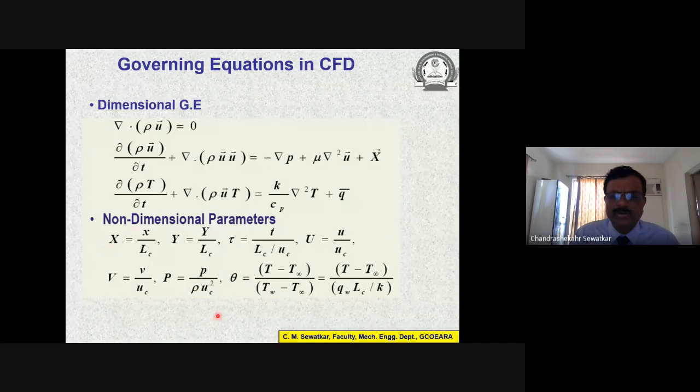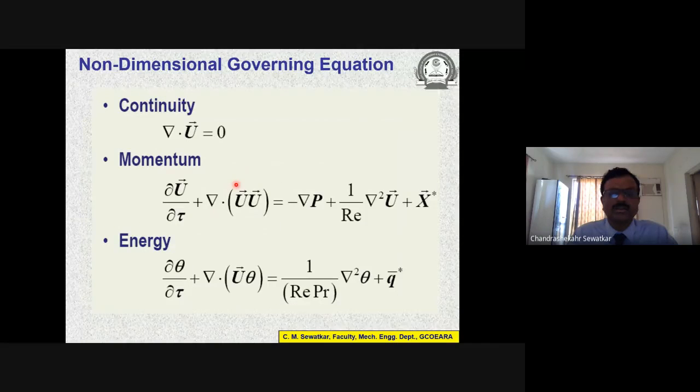If I make use of all these normalization factors and put those in these equations, what I obtain are non-dimensional governing equations. They are like this: divergence of U vector, where capital U is the normalized velocity now, is equal to 0. Similarly, if I non-dimensionalize the momentum equation, I find that the momentum equation is governed by the Reynolds number. So it is the Reynolds number which essentially governs the flow. That's what I'm trying to communicate to you through this particular equation.